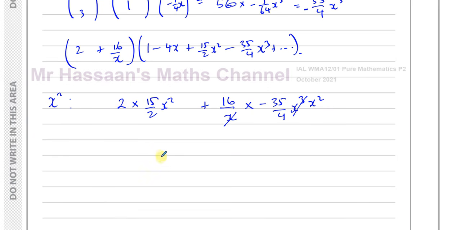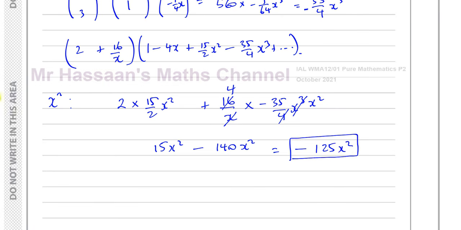So 2 times 15 over 2 is 15x squared. And the 4 cancels with the 16, leaving 4, so 4 times minus 35 is minus 140x squared. So that gives you negative 125x squared. That is the x squared term.